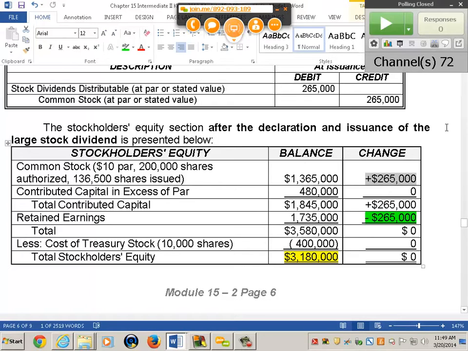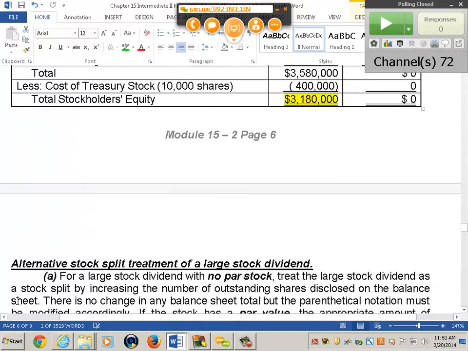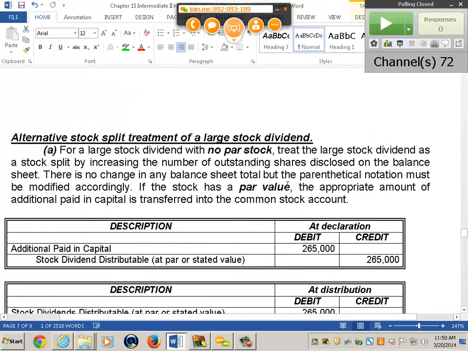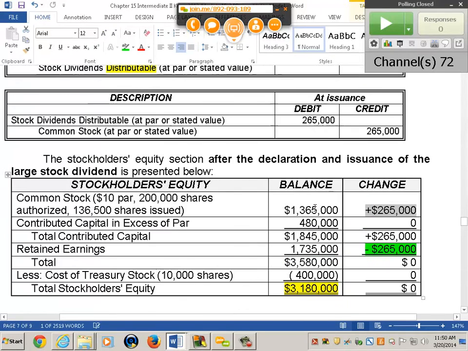Now, depending on the state, you could give this stock split treatment. Stock split treatment simply means that you don't impact retained earnings. So if you take a look at page 7, of course, if there's no par stock, all you're going to do is change the numbers in the balance sheet if there's no par. So in other words, if you go back here, all you're going to do is change these disclosures. If there's no par, you would basically have everything up here.